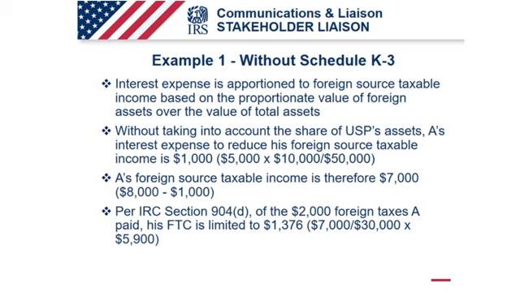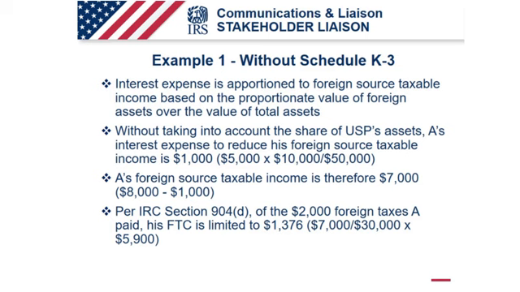So to calculate the proportionate amount of the interest expense that will be allocated to reduce their foreign source income, you multiply the total $5,000 interest expense by a ratio, which is the amount of foreign assets over total assets. So you multiply 5,000 times 10,000 over 50,000. The result is $1,000 of interest expense. That's the amount of interest expense that will be allocated to reduce their foreign source taxable income.